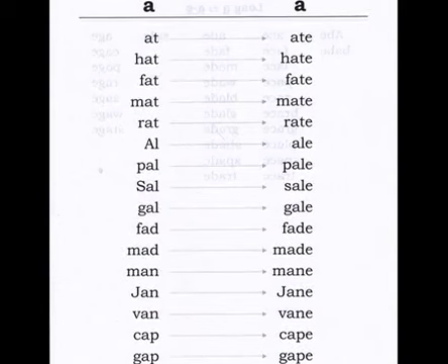Now, the most common spelling form for long A is A consonant E. For example, if you take the word at and add an E to it, you get ate. If you take the word hat and add an E to it, you get hate. If you take the word fat and add an E to it, you get fate. In other words, to spell long A, you have A consonant E.